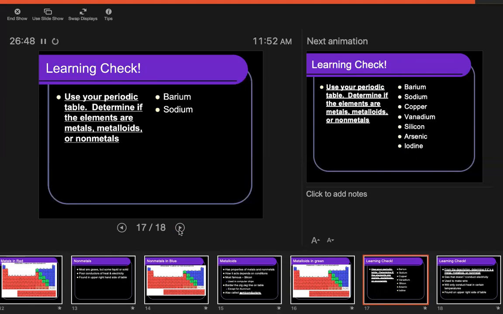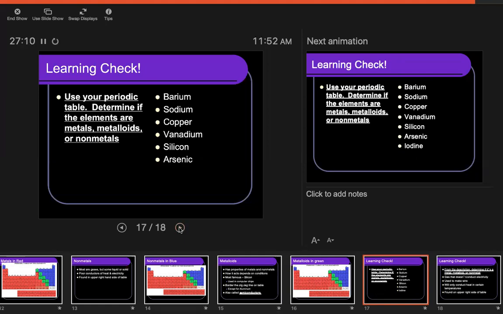What is it? Metal. Copper. I don't even have to tell you a number. What do you think copper is? That's a metal. Good. All right, vanadium is number 23. Metal. Silicon, should know it. It's a metalloid. We just talked about it. It's number 14. It touches the zigzag line.